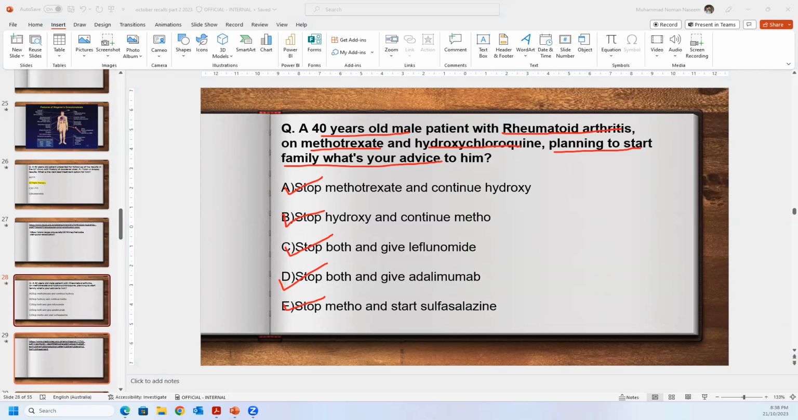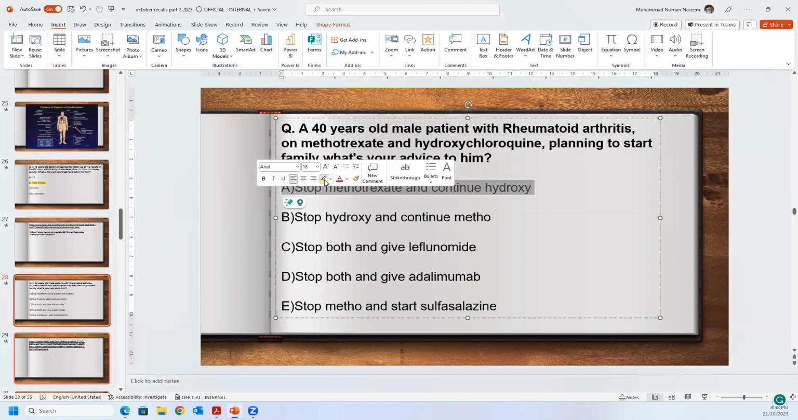Very good. So even if it's a female, we advise the patient to stop methotrexate and continue hydroxychloroquine. Methotrexate in males causes aspermia and reduced fertility, and in females it causes problems with fertilization, and in babies, it is teratogenic. So we always advise males and females, if they are on methotrexate, to stop it before planning a pregnancy and then start planning. So option A is correct.